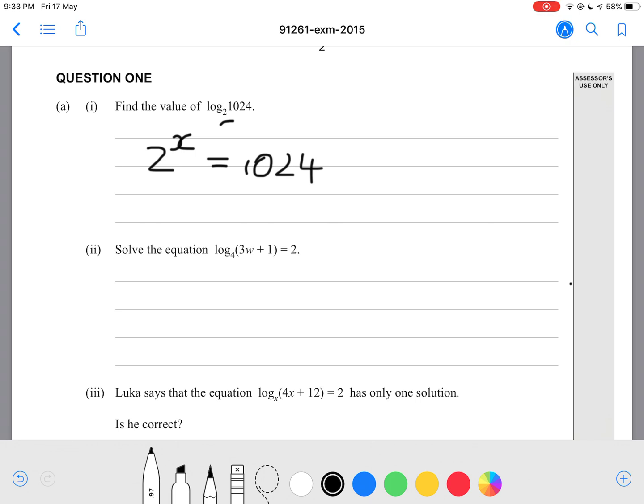So we can just see that x equals 10. If you say 2 to the power of 10, that equals 1024. So we can say x equals 10.